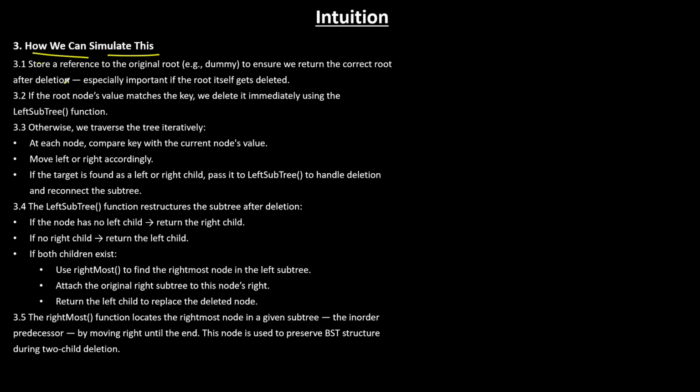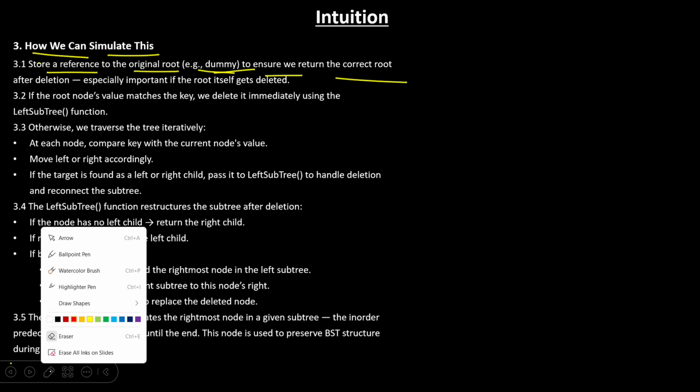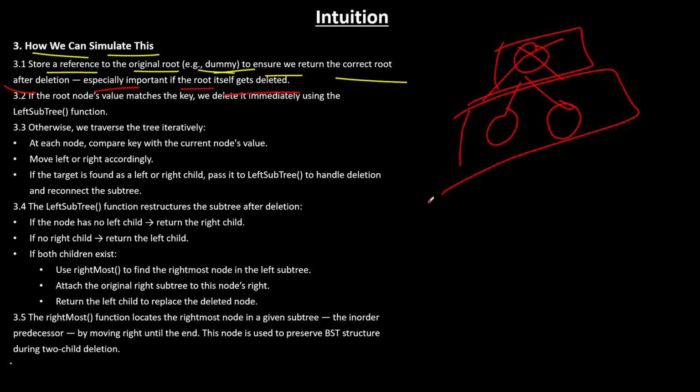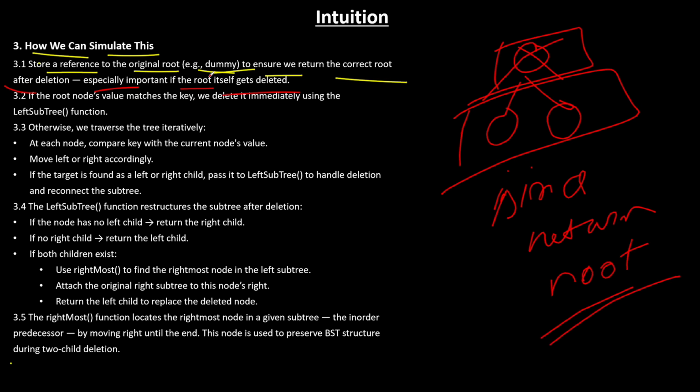What we can do is store a reference to the original root, for example, dummy. Because we are not supposed to modify the original root, because after deletion, especially, the root itself gets deleted. Suppose you take the root itself and you don't take a dummy node, and you have to delete the root, we will delete this node, right? Then what will we return? We won't be able to return anything. Since the question asks to return the root, we have to store it in a dummy node and do the operations in the dummy node or dummy root so that the original root is not affected.